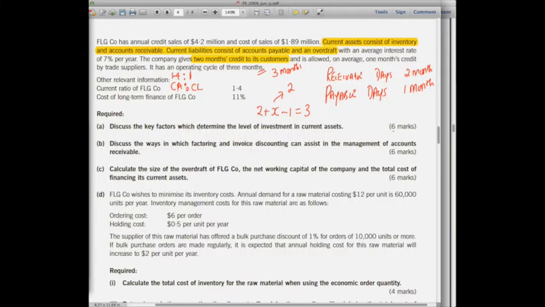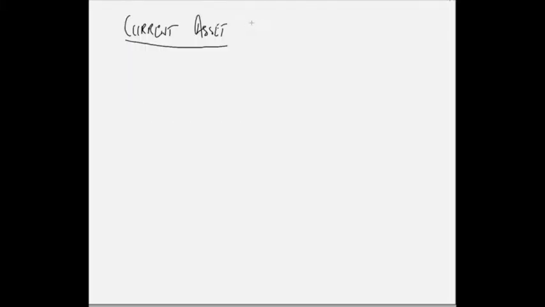Discuss the key factors which determine the level of investment in current assets. Can I say in simple word, what decides the size of the current asset? Whether you want to invest more or less in the current asset, what factors decide? Number 1, the availability of finance. If you have easy financing, for example, your suppliers are allowing a good amount of trade credit, so you love to invest more and more on current asset because you have cheap finance available. So the first point is, availability of finance.